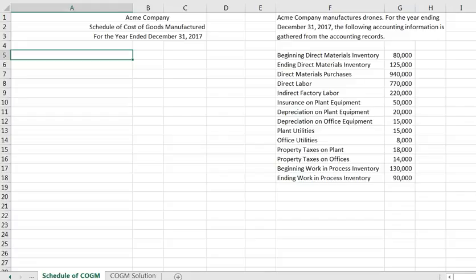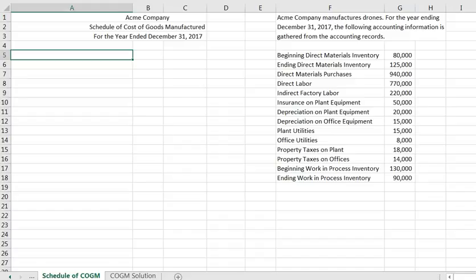Beginning direct materials inventory of $80,000. Ending direct materials inventory of $125,000. Direct materials purchases of $940,000. Direct labor of $770,000. Indirect factory labor of $220,000. Insurance on plant equipment of $50,000.